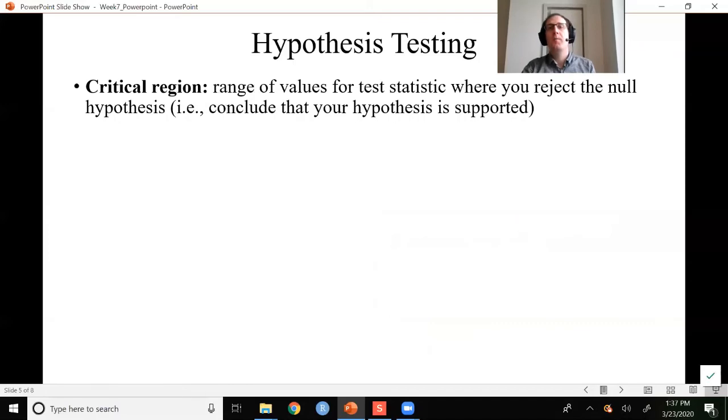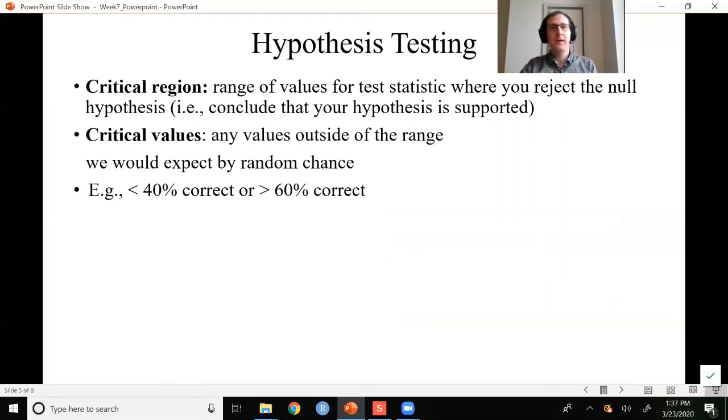And then based on that sampling distribution, you have a critical region, which is the values that are extreme enough that you would reject the null hypothesis. And you would conclude that your hypothesis was supported by the data.